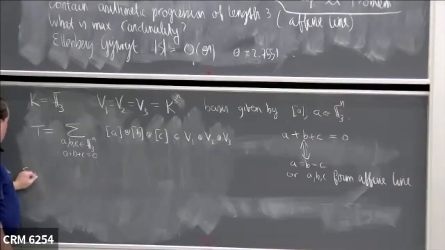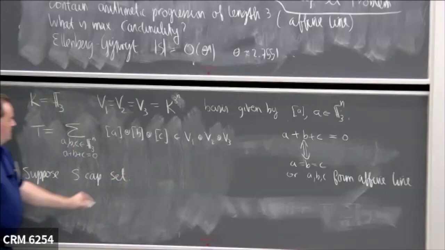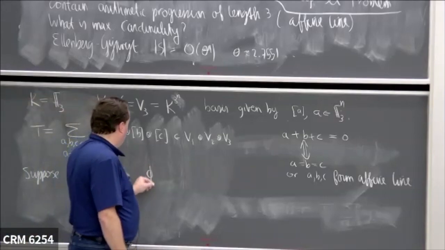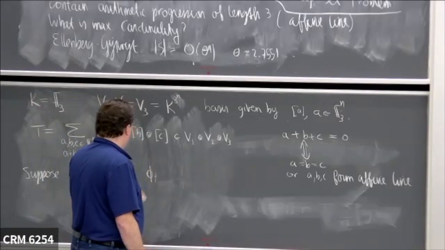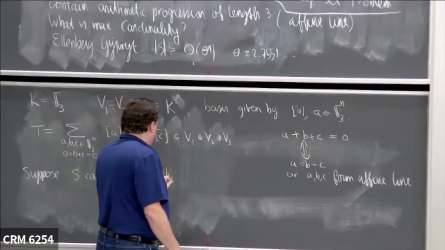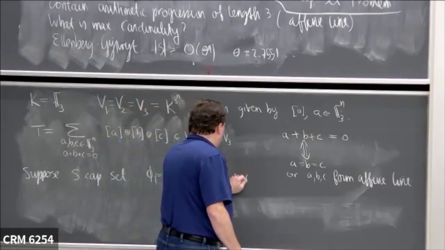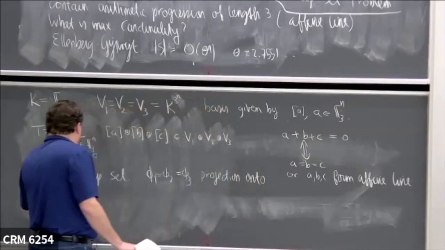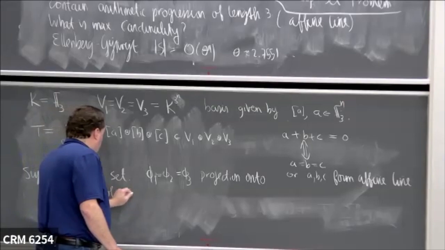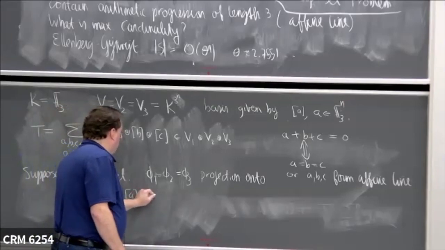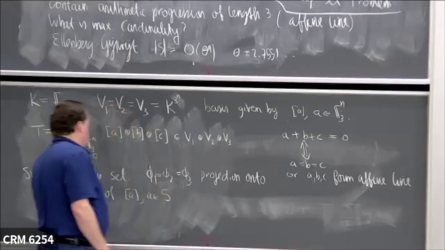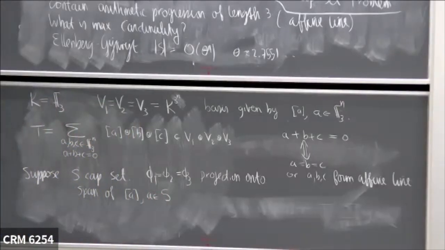Now suppose S is a cap set. Then we define phi, let's say phi 1, phi 2, phi 3. This is the projection onto the span of all basis vectors where A lies in S. All the other basis vectors go to 0. So it's kind of an orthogonal projection, if you like. Anyway.